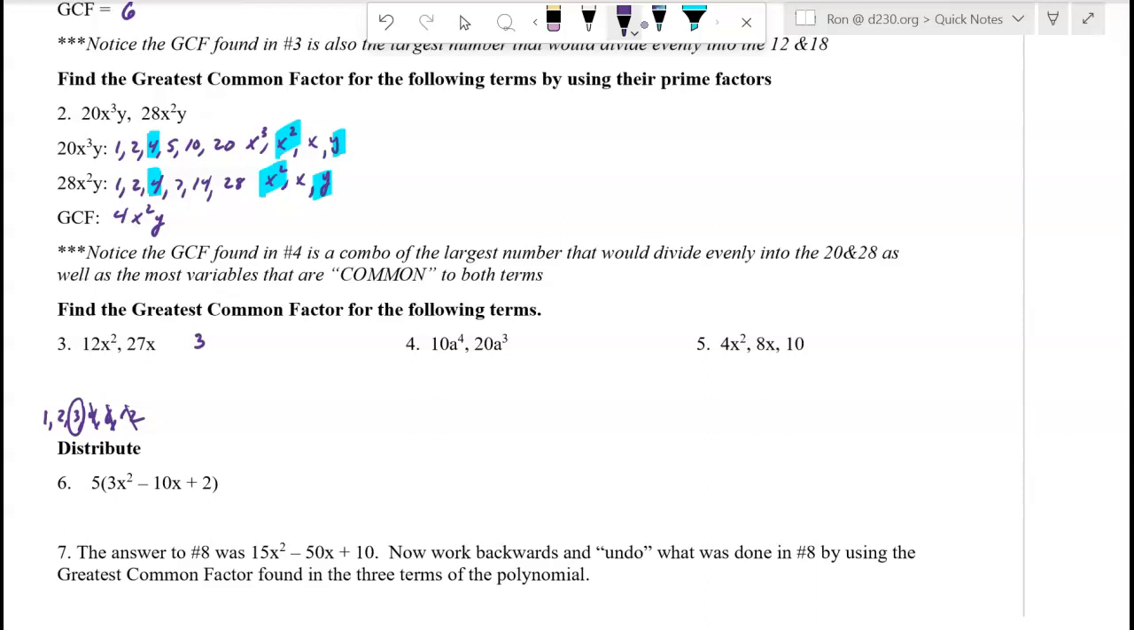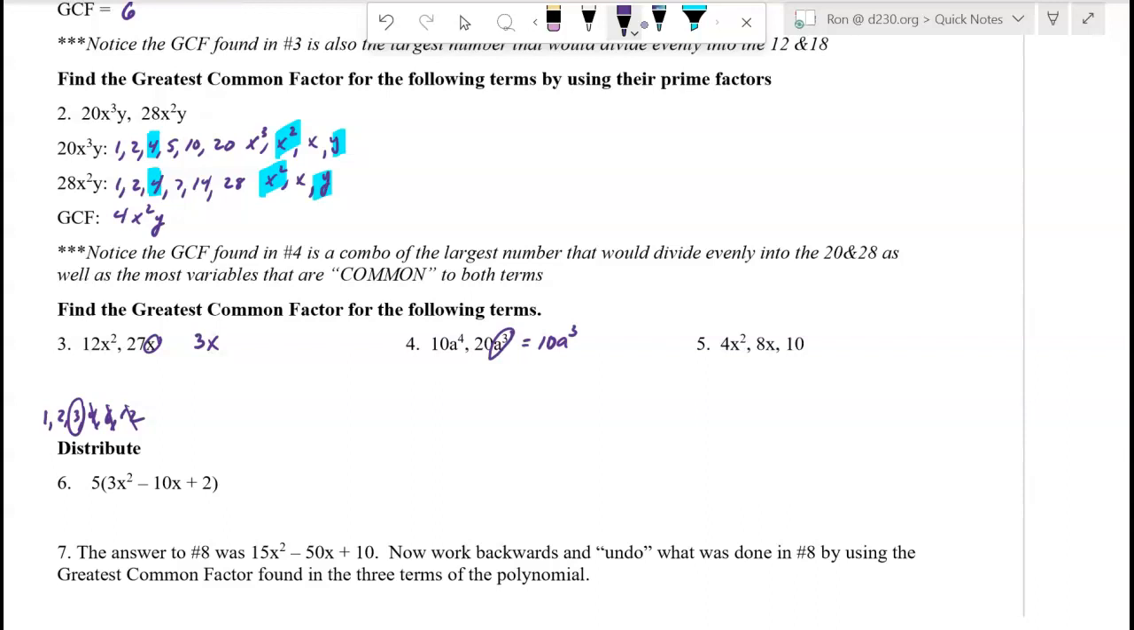Now I have to look at x squared and x. How many do they have in common? They have 1 x in common. So 3x would be the greatest common factor. Okay, the next one, 10 and 20. You should know right away that the largest number that goes into both 10 and 20 would be 10. But when I look at a to the fourth and a to the third, how many a's do they have in common? They have 3 a's in common. So a to the third would be the variable expression.